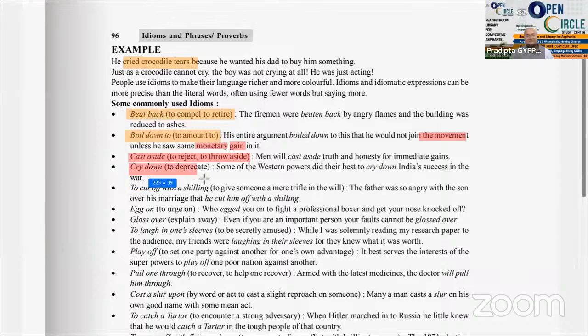To cry down. Cry down means to deprecate. What do you mean by deprecate? Deprecate means speak ill of another, to speak badly about others, to speak less of another. For example, among your friends in your school, there must be many people who deprecate each other, who try to show each other down, right? So that is what is called to cry down.